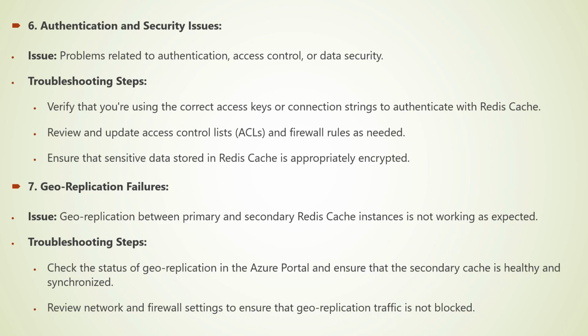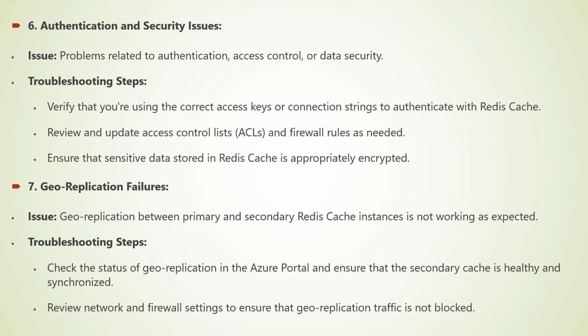6. Authentication and security issues. Issue: problems related to authentication, access control, or data security. Troubleshooting steps. Verify that you're using the correct access keys or connection strings to authenticate with Redis cache. Review and update access control lists, ACLs, and firewall rules as needed. Ensure that sensitive data stored in Redis cache is appropriately encrypted.